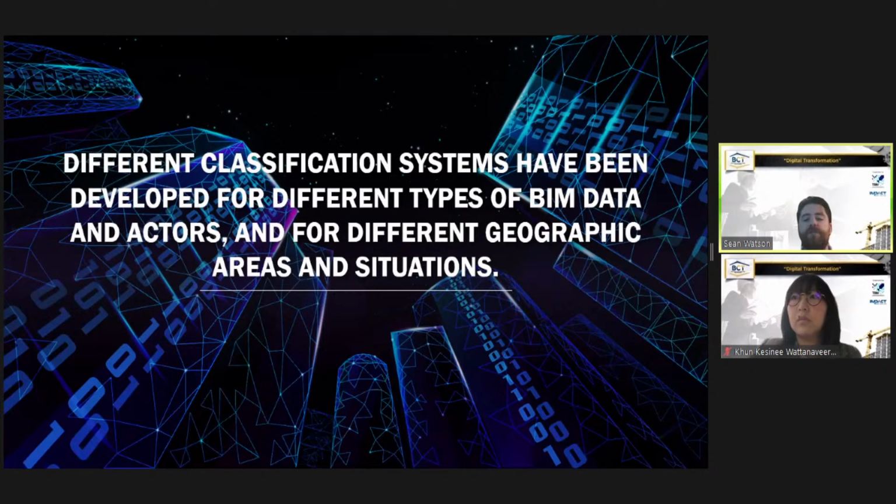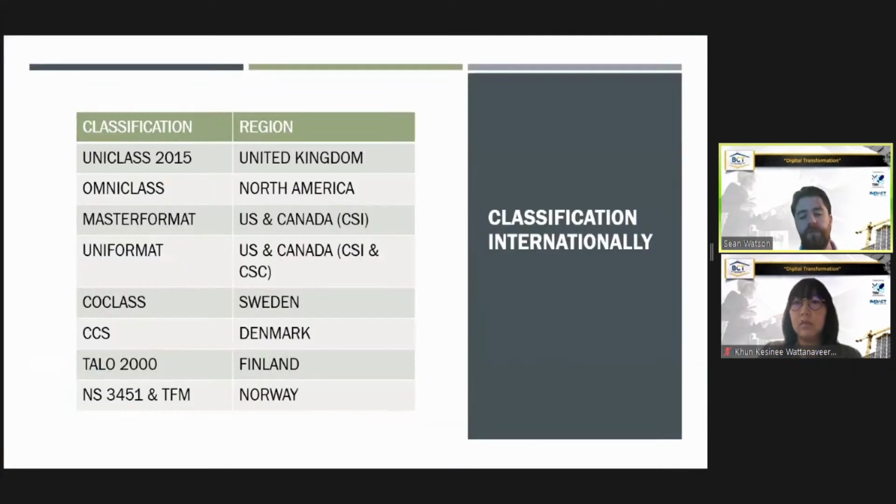So there are many classification systems that have been created and applied in different formats. Just to give you an example, currently today in different regions we have, for example, Uniclass in the UK, Omniclass, MasterFormat, and UniFormat used in North America, and then in some areas in Northern Europe, we have some other classification systems that I've noted there. But what we're trying to reflect here is there isn't a single building classification system currently.